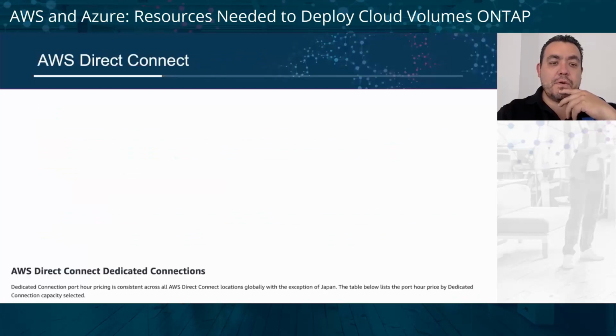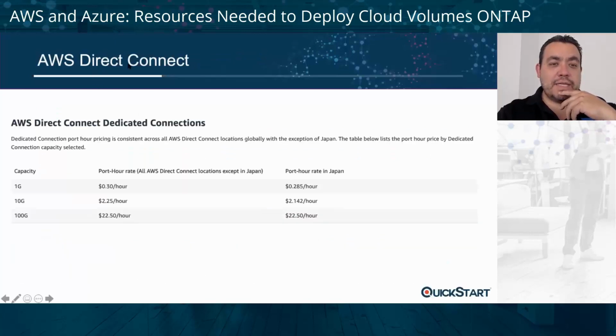Now, if I give you a few more details on the dedicated connection, you can see the name again, it's called Direct Connect. You can see the capacity, and you can see what you have to pay for, and they give you hourly rates, okay? So you can see the huge difference between a 1 gig, 10 gig, or a 100 gig connection, and that is going to be charged by the hour, okay?